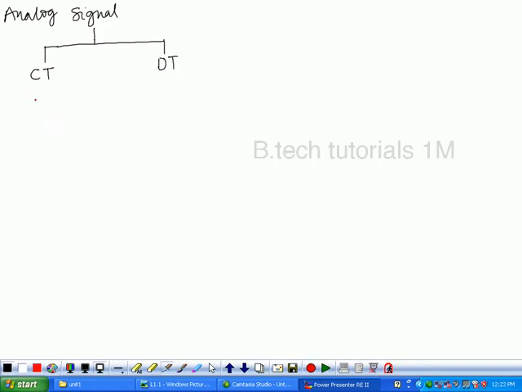In the case of continuous time signal, the signal is represented as x of t. Here, the independent variable is time. And this t can take all possible values for the interval t1 to t2. t is a continuum. It takes all possible values for a particular interval of time. So that's why the name continuous time signal.